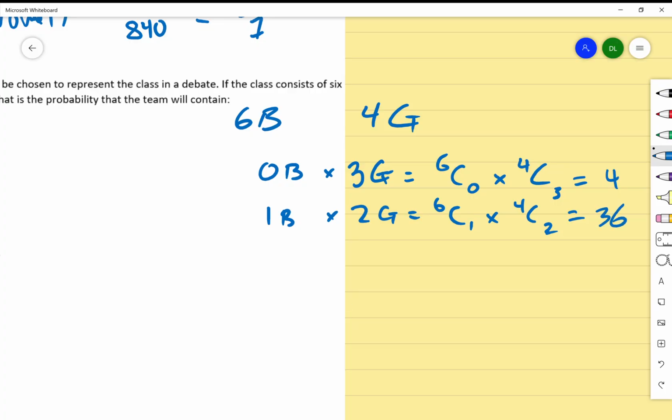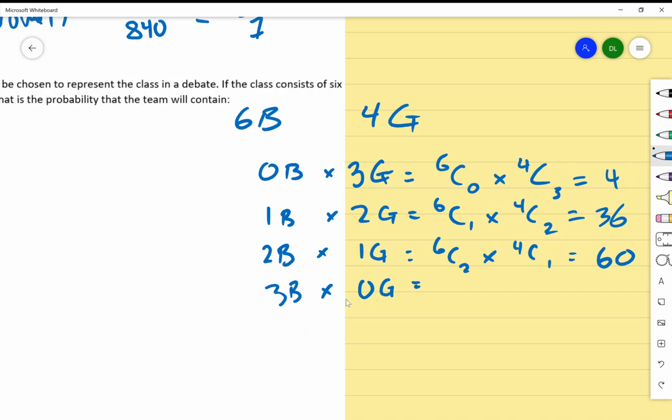Now what happens if I have 2 boys? And I multiply them, 2 boys and 1 girl, gives me 6C2 multiplied by 4C1. I'm going to fly through these because I'm hoping that you guys are able to pick up what I'm putting down. That gives me an answer of 60. And finally, if I have 3 boys and 0 girls, well, that gives me 6C3 multiplied by 4C0, which gives me an answer of 20.